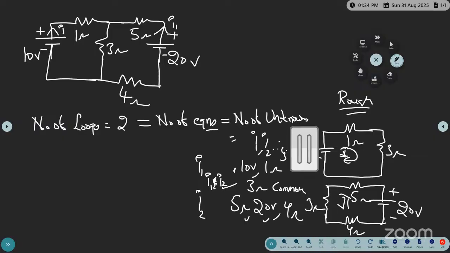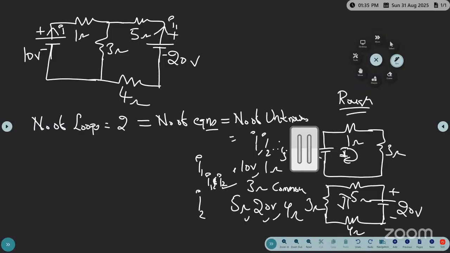Below, write down: number of loops is equal to number of equations, which is equal to number of unknowns. So in mesh analysis, always unknowns are currents. That is I1, I2, I3, and so on. Okay, so this is the first step.